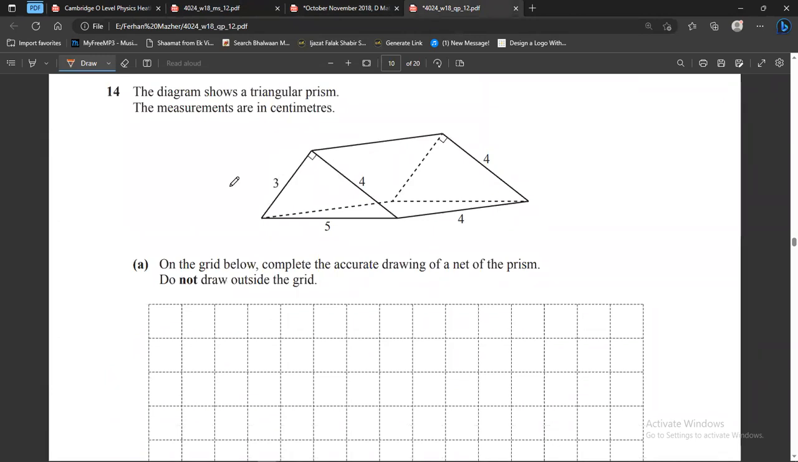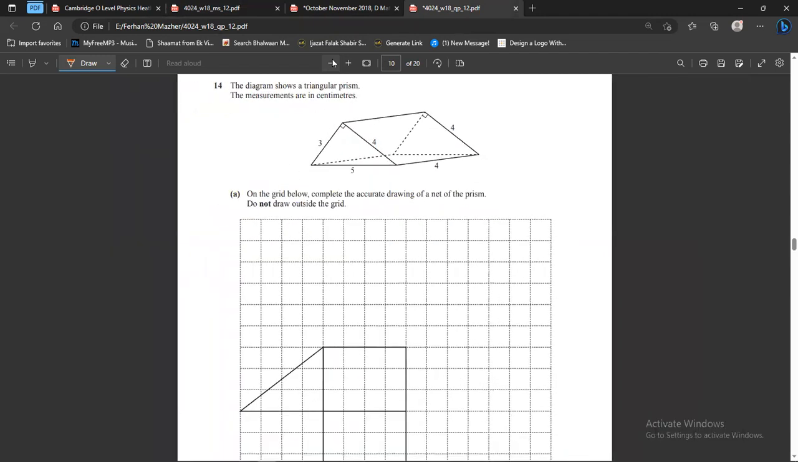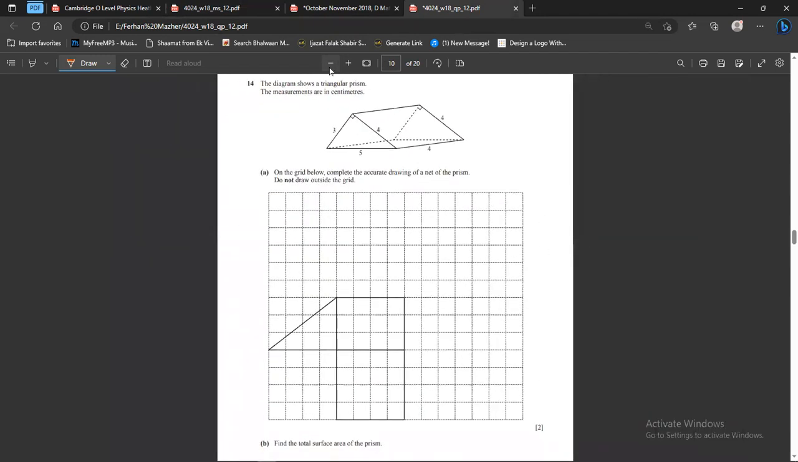The diagram shows a triangular prism. The measurements are in centimeters. On the grid below, complete the accurate drawing of a net of the prism. Do not draw outside the grid. Okay. So here we have, so I have to reduce the size. Okay. Now here we have this triangular prism.